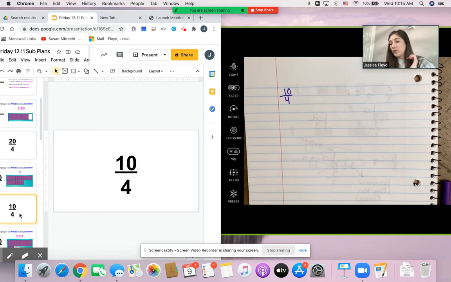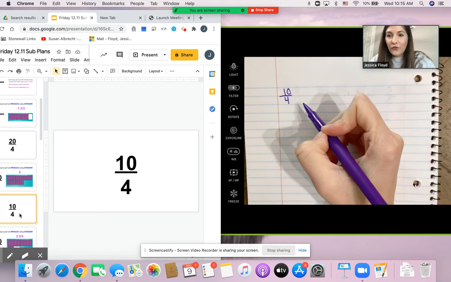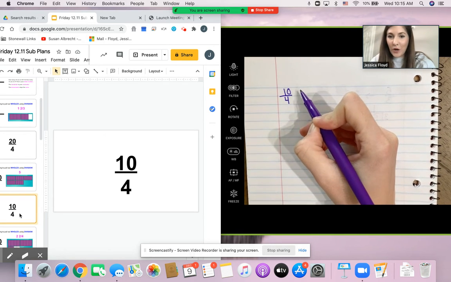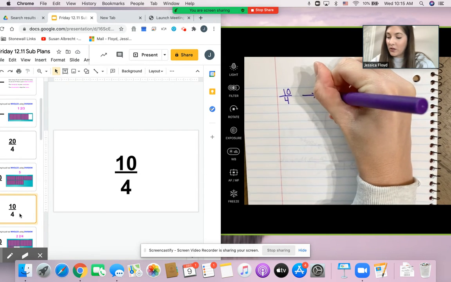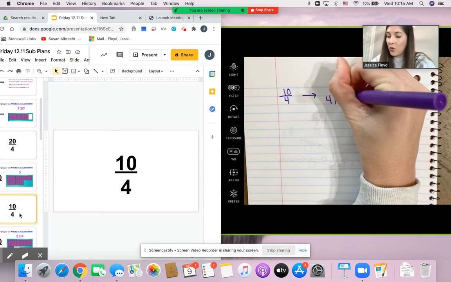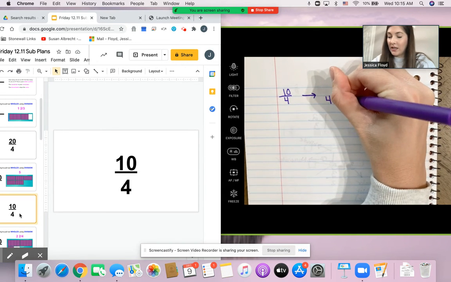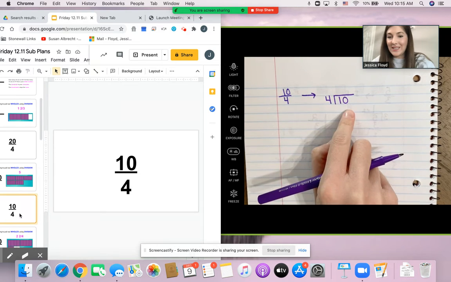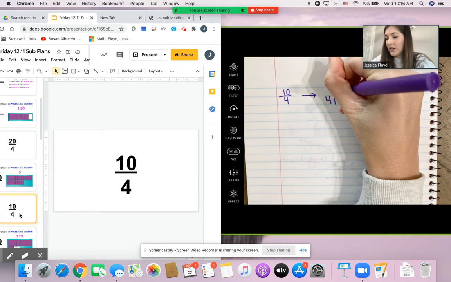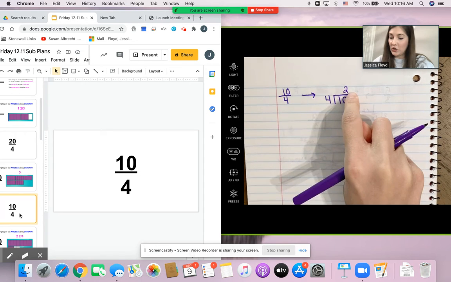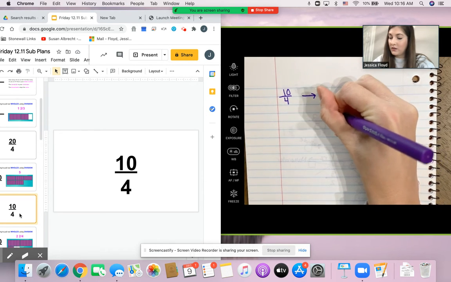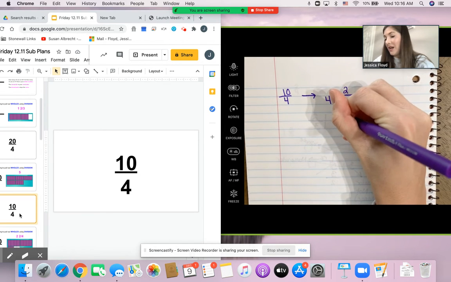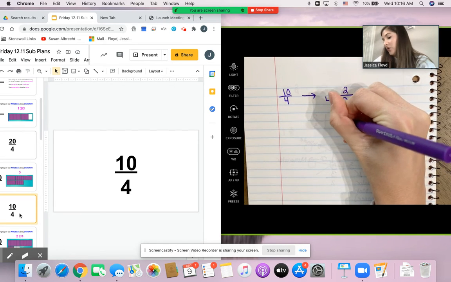All right, so we have 10 over 4. Well, we know that this is an improper fraction, so we have to use division to help us out. How many times does 4 go into 10? Well, 4 goes into 10 2 times. 2 times 4 is 8. And we have a remainder of 2.